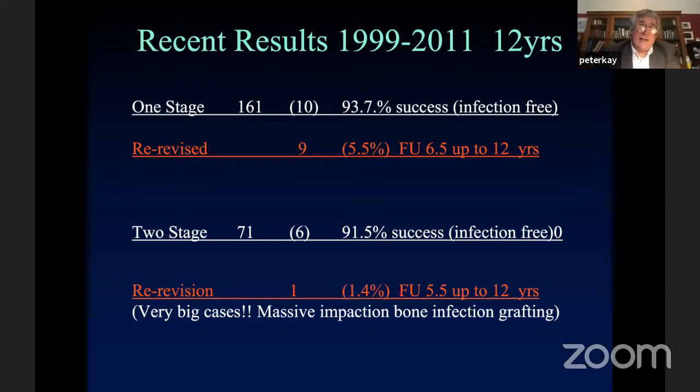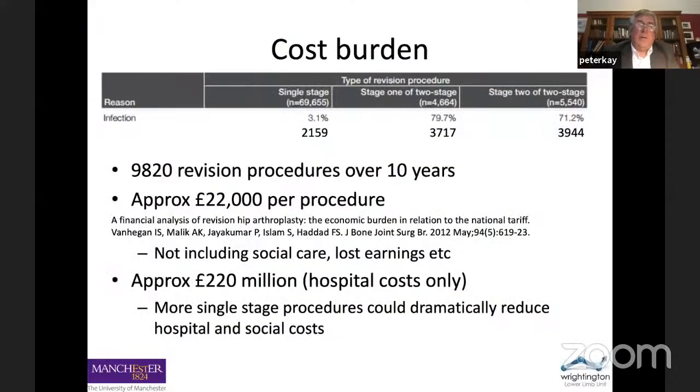Whereas in individual cases, you can randomize cases between groups for sure. And when you look at the costing, there's a vast difference. A one-stage revision from the National Joint Registry is relatively cheap. Both stages of a two-stage revision are actually really expensive. So if you can do a one-stage revision for deep infection, there are some real economic benefits to that.